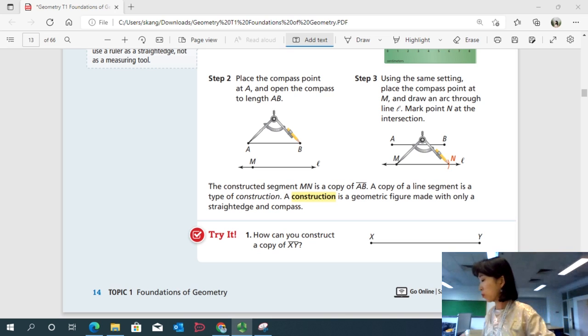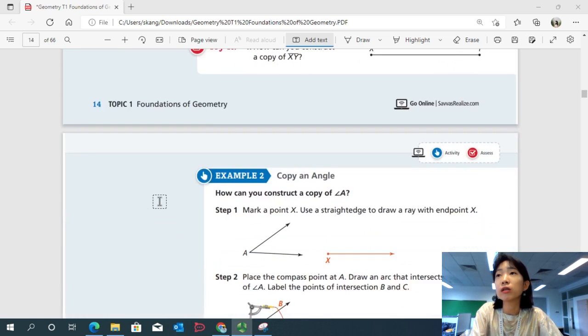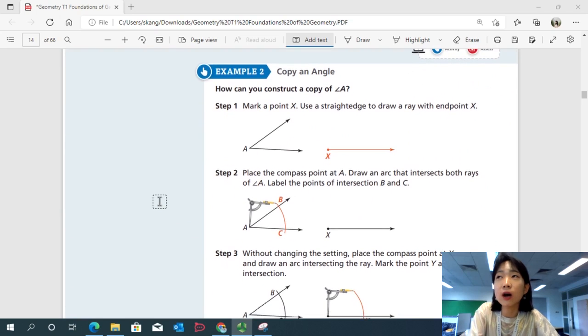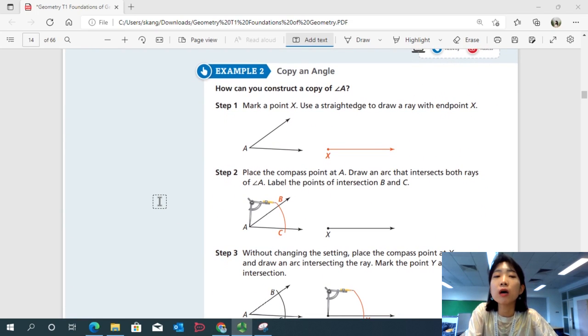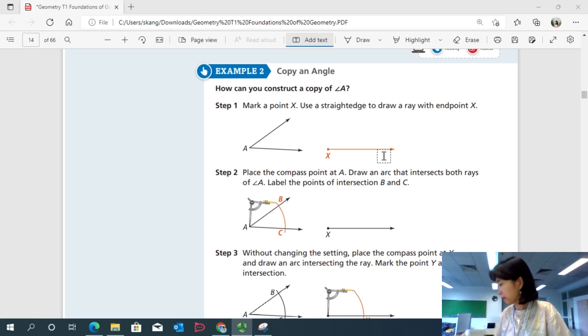Okay? Alright, so let's look at the next page. Example 2, copy an angle. How do we copy an angle? By construction. Step 1, we're going to mark point X and use a straight edge to draw a ray with endpoint X. So now we're going to start with a point and draw a ray.